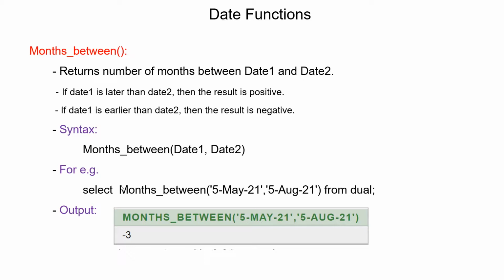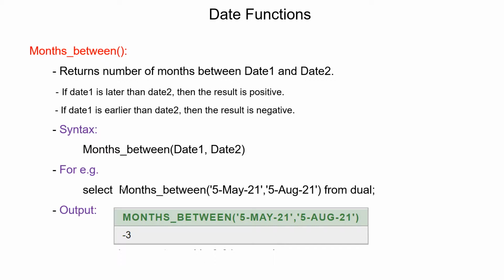Now for this there are two conditions. If date 1 is later than date 2, meaning date 1's month is after date 2, then the result is a positive number. And if date 1 is earlier than date 2, then the result is negative. Meaning if we have date 1 as May and date 2 as March, then the result will be positive. But if we have date 1 as March and date 2 as May, then the result is negative.